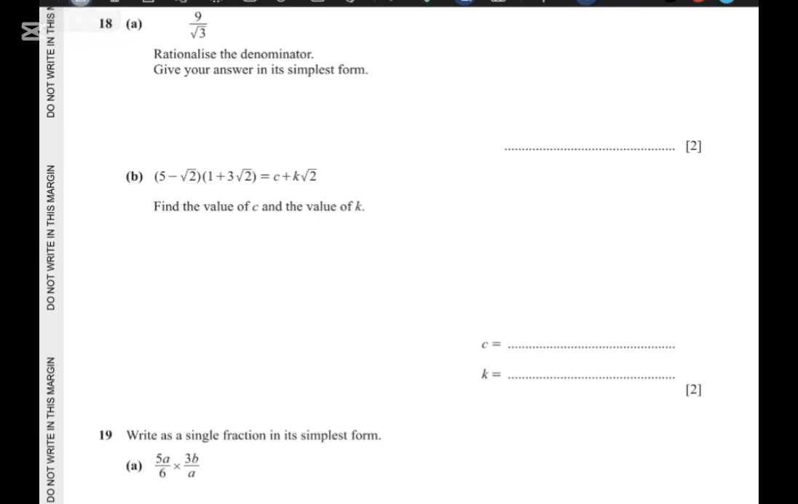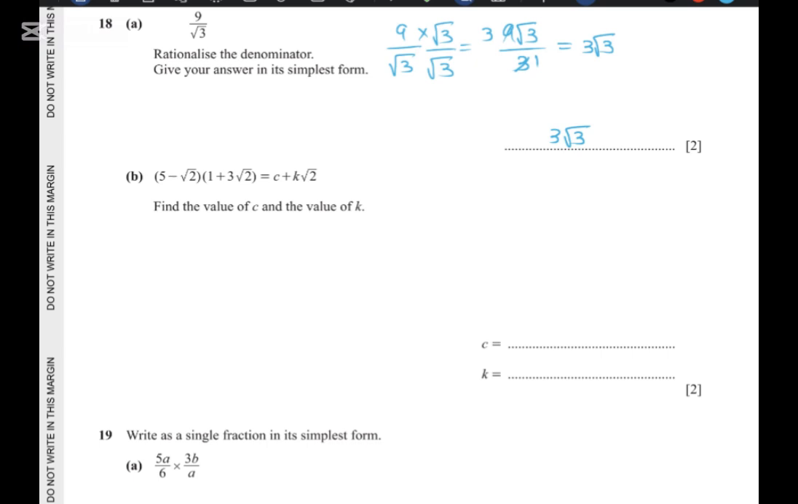So rationalizing the denominator, the surd which is given in the denominator, you have to multiply with numerator and denominator both to get a whole number. So 9 root 3 by root 3 into root 3, which is 3. Then 3 times 1, 3 times 3, you can cancel out. So the answer is 3 root 3. This is in simplest form.